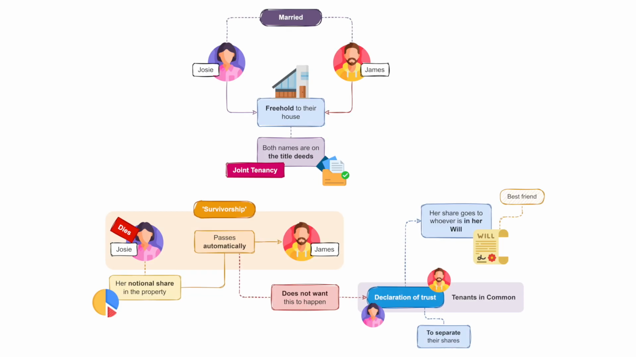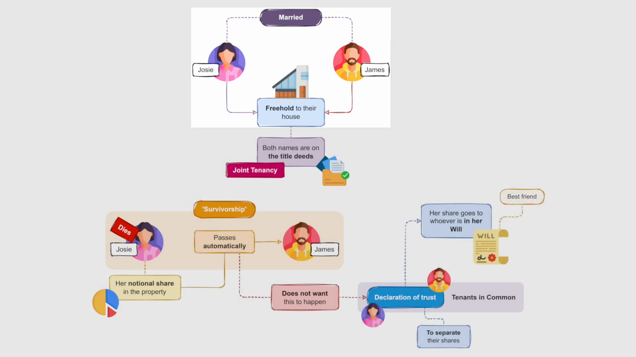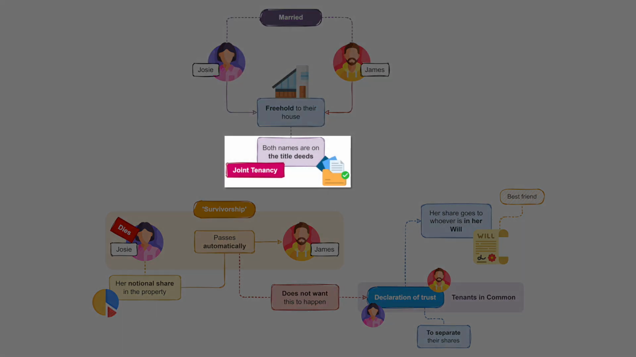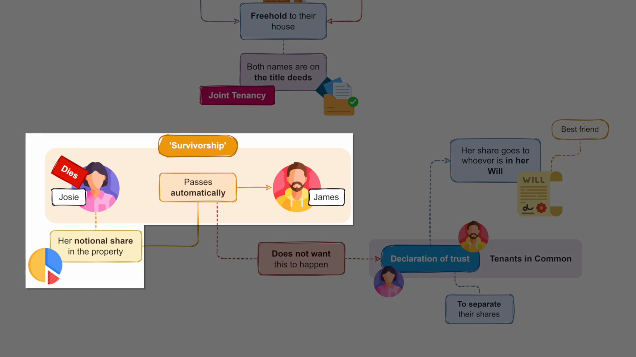So let's take an ordinary situation and a simple example. Josie is married to James. They own the freehold to their house. Both Josie and James's names are on the title deeds. This is a joint tenancy. If Josie dies, then her notional share in the property will pass automatically to James. This is the idea of survivorship.